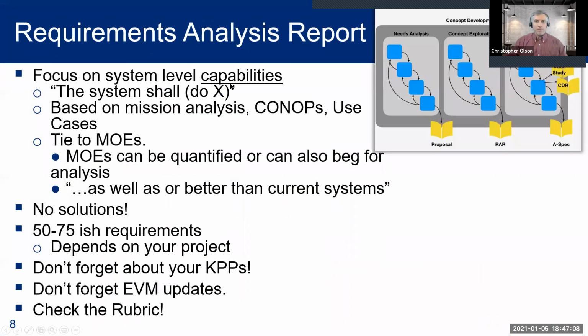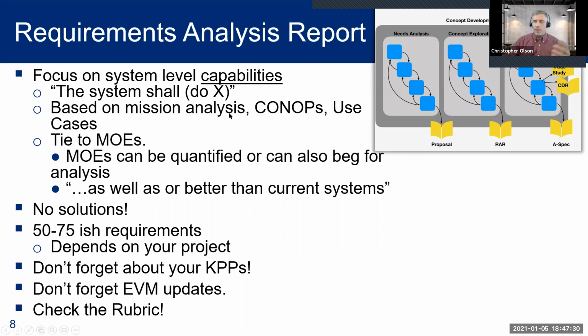So the capabilities and requirements are based on mission analysis, your ConOps, and use cases. Most students that submit the RAR just have probably, I don't know, 2 to 5 pages describing the ConOps. Tell the story of the system. That's all it really is. And it should be in the simplest terms that you can understand. Don't make it too complex.